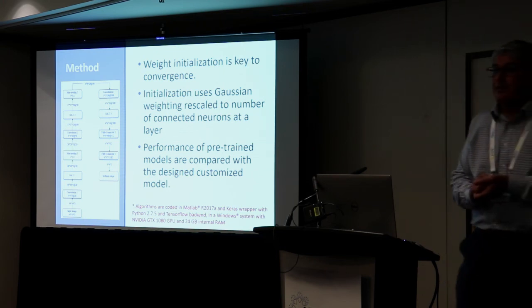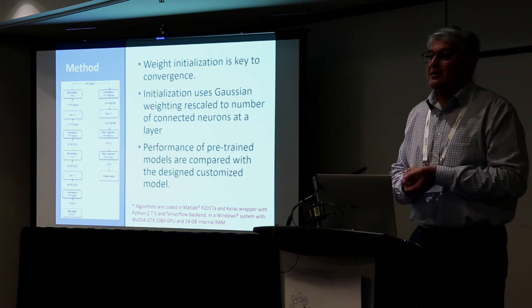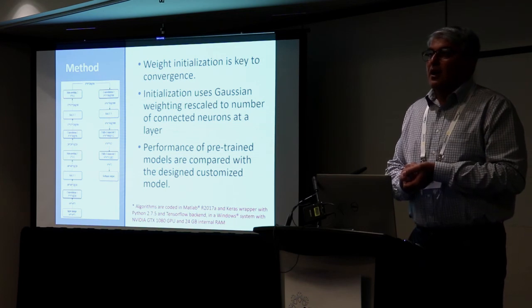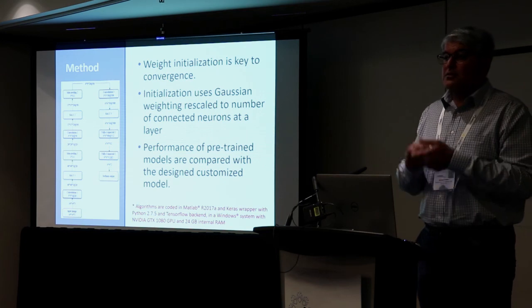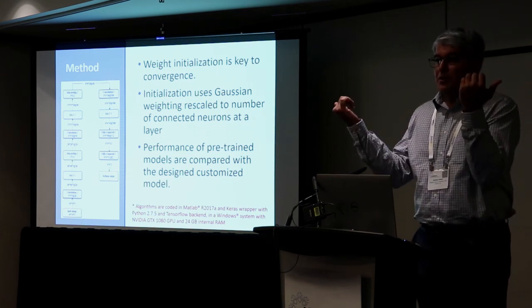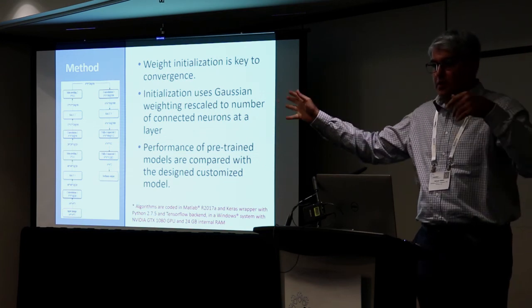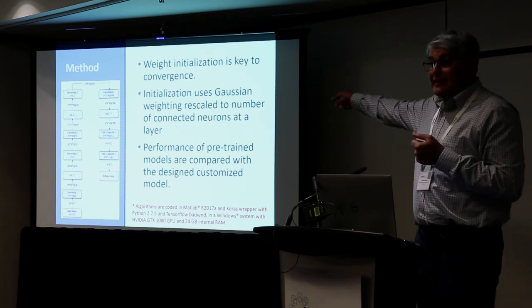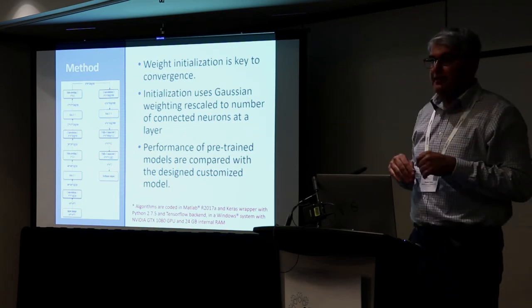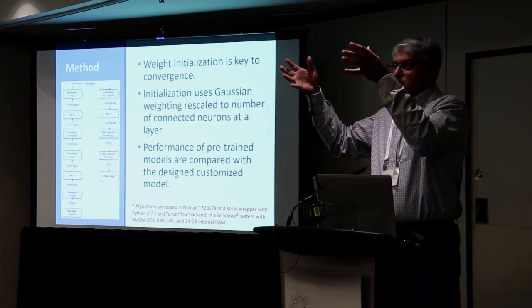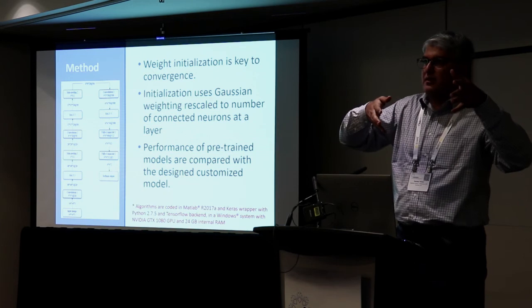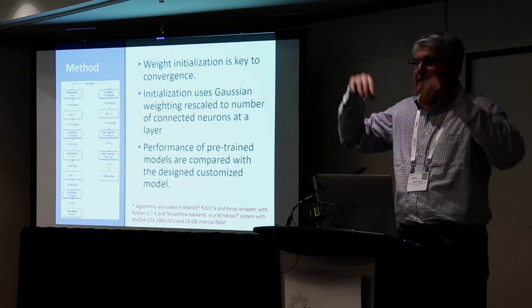So what's the size of your sample and what's the proportion of positives to negatives? Positives and negatives are equal. We have 125,000 each, so there's 250,000 total. 55,000 are the test set. The rest were for training and verification. It was split 70-30, I think, or 60-40, something like that.